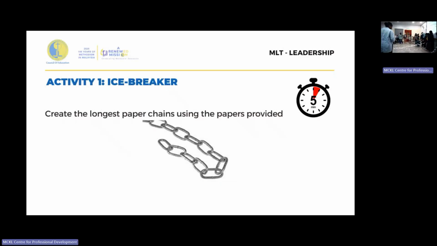Okay, the leader stays with the chain. From this line. This is the line. Okay, leave it on the floor. Don't pull. Leave it. Okay, can all of you leave it on the floor?